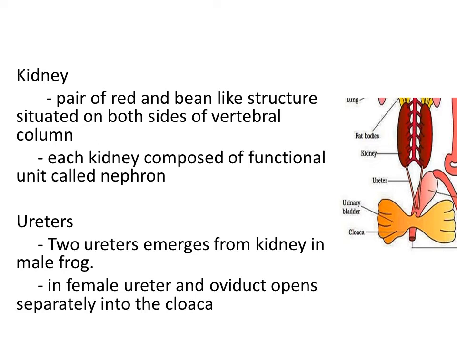So whatever the waste material is already absorbed by the kidney will be sent towards the cloaca through the ureter, right? So this is the function of the ureter. But in the case of male, the pair of ureters arises and acts as a urinogenital duct. But in the case of female, the ureter and oviduct separately open into the cloaca.